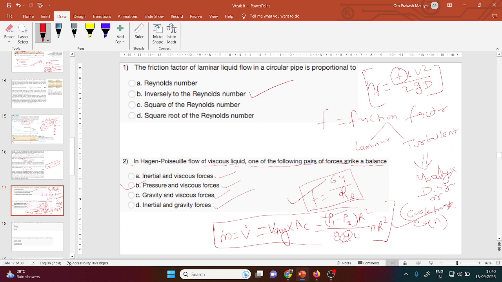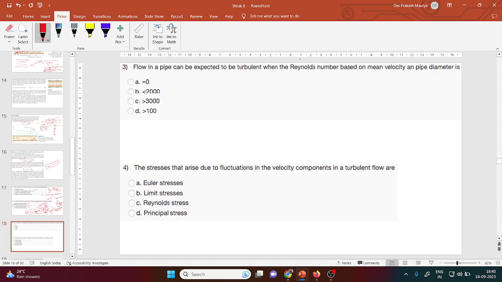Now we'll move on to the next, question number 3 and 4. The flow in a pipe can be expected to be turbulent when the Reynolds number based on mean velocity and pipe diameter is what? You might know the Reynolds number; I have discussed it already. The mean velocity is the average velocity whatever we use.